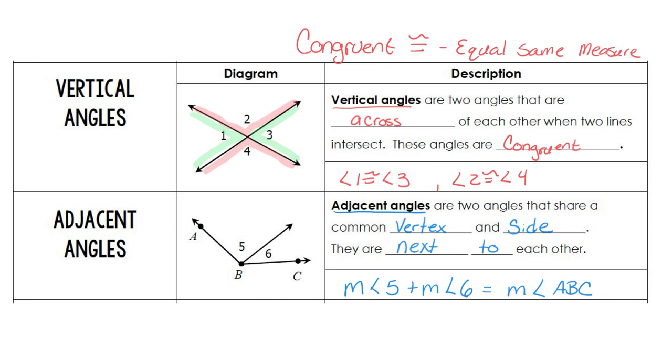So, let's make this here. This is their common side. Okay, here is the common vertex. And this angle, measure 5, is adjacent to measure 6. So adjacent means next to, touching. They share the same side. Okay, they both share this line right here.